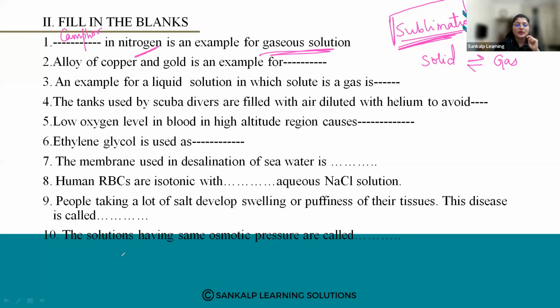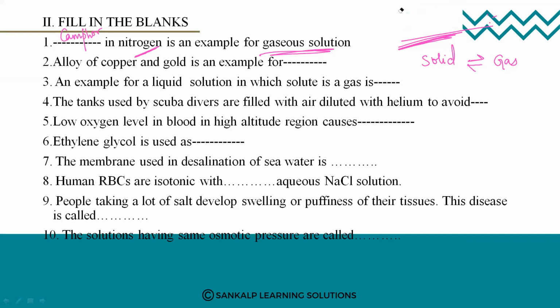Alloy. Alloy of copper and gold is an example of what? What is the alloy of copper and gold an example of?